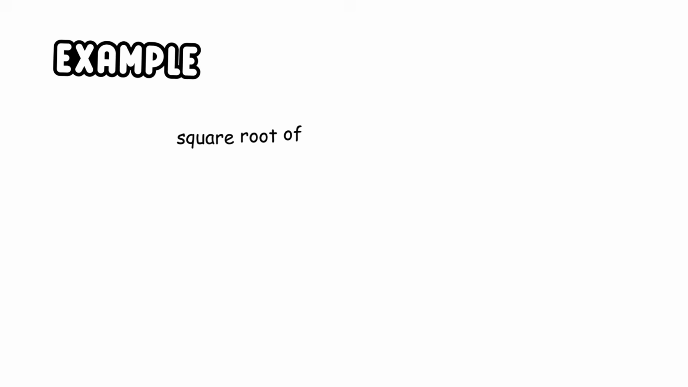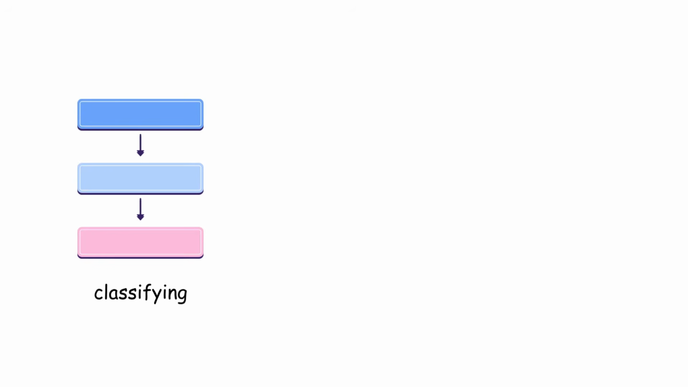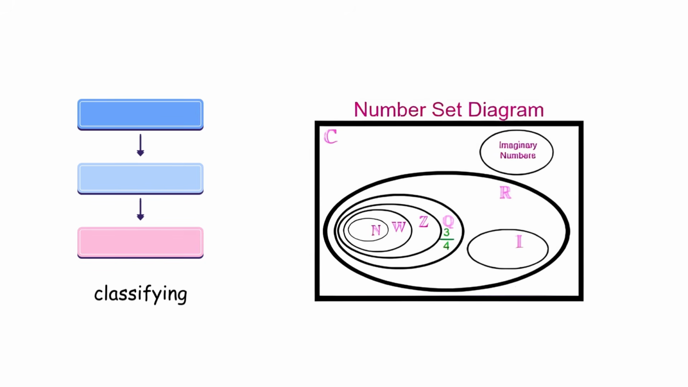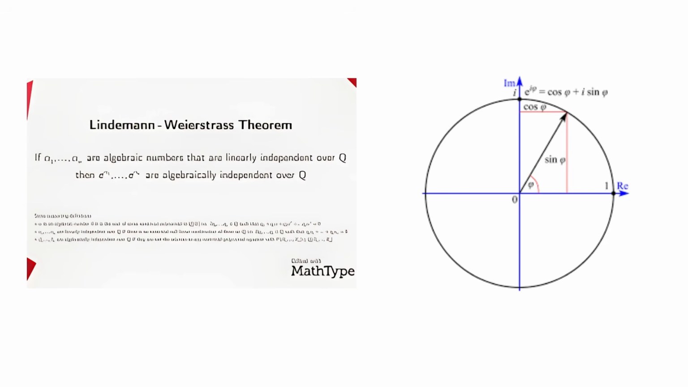For example, the square root of 2 is algebraic as it satisfies the equation x squared equals 2, whereas pi and e are transcendental. In addition to classifying individual numbers, it addresses the algebraic independence of sets of numbers through criteria such as the Lindemann-Weierstrass theorem and Schanuel's conjecture.